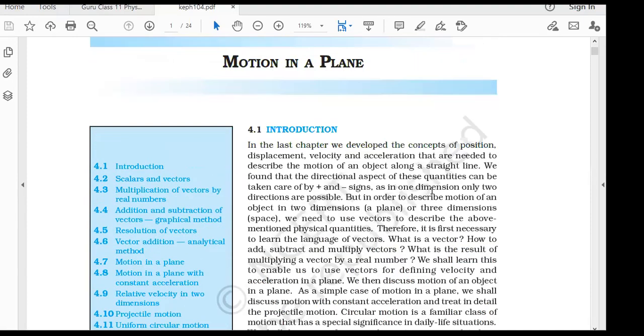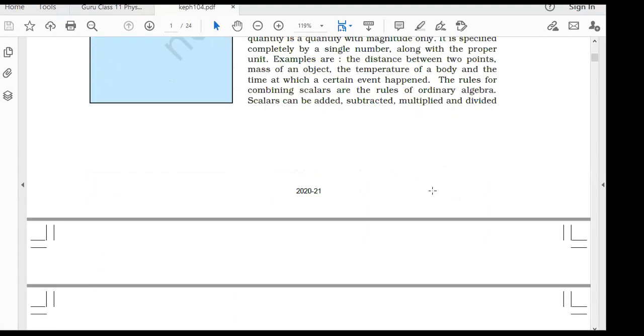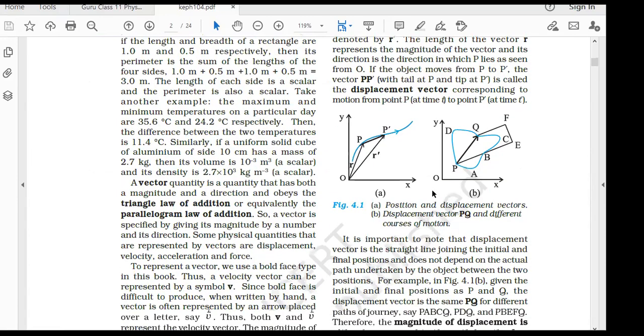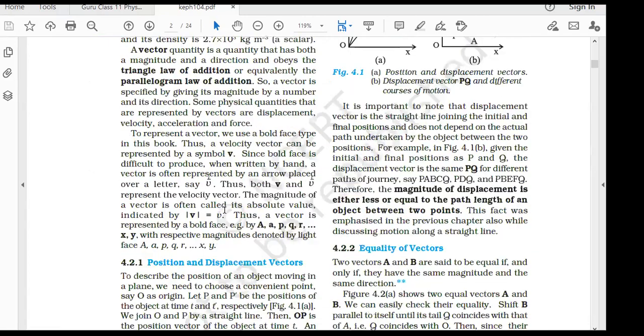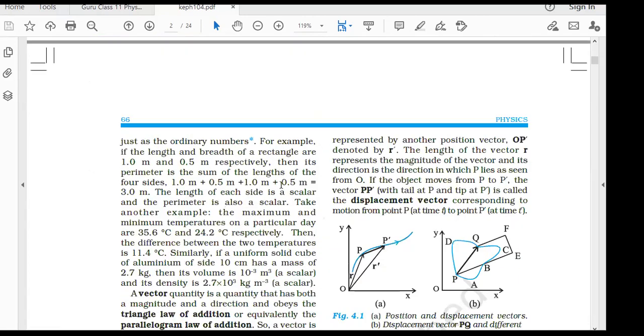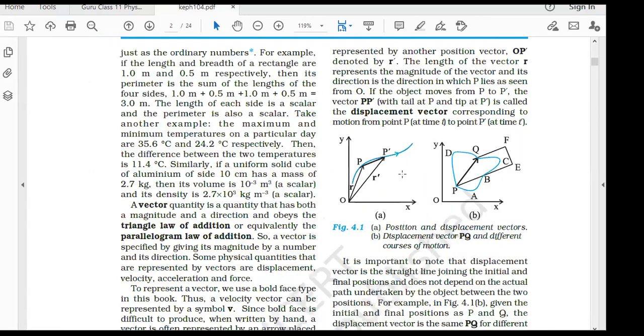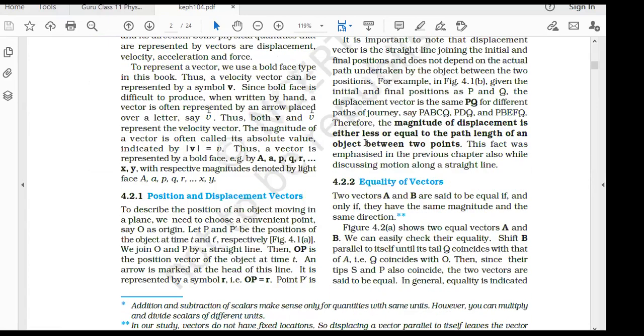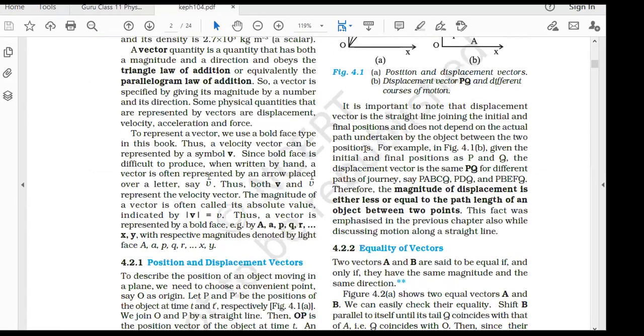So let's quickly go through scalars and vectors. We talked about it, right? Triangle law of vector addition, parallelogram law of vector addition. We talked about it. You see, the theory looks very, very complicated. Go through it. If you have any doubts, you can always bring them up. But I think I have made it easier for you.